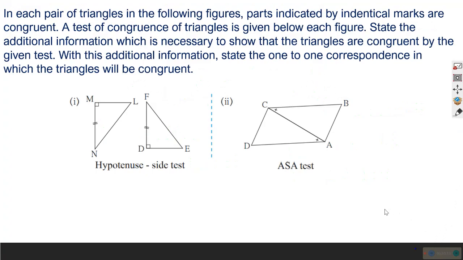Here is another question. In each pair of triangles in the following figures, parts indicated by identical marks are congruent. Good. A test of congruence of triangles is given below in each figure. Test of congruence is given. Then what is asked? State the additional information which is necessary to show that the triangles are congruent by the given test. With this additional information, state the one-to-one correspondence in which the triangles will be congruent.